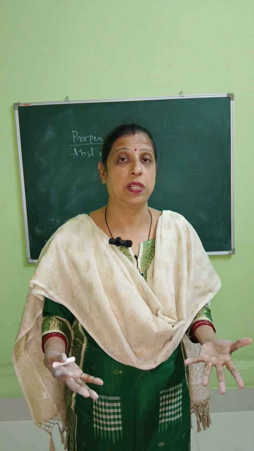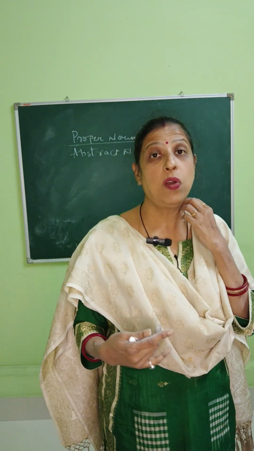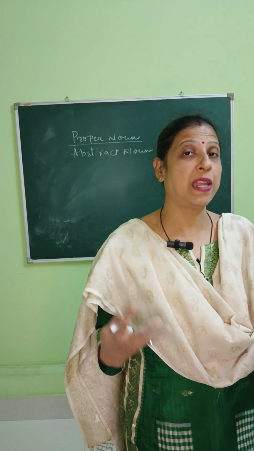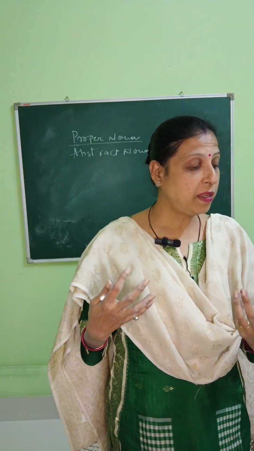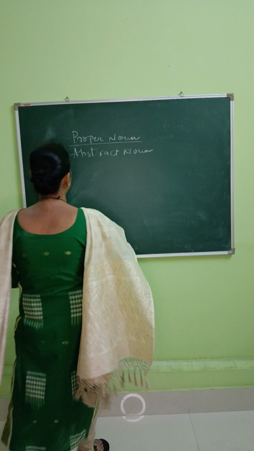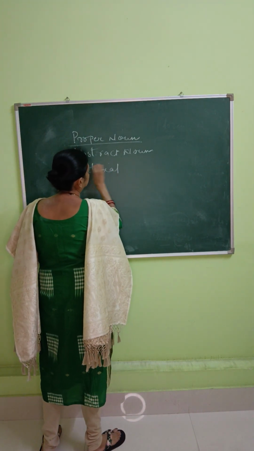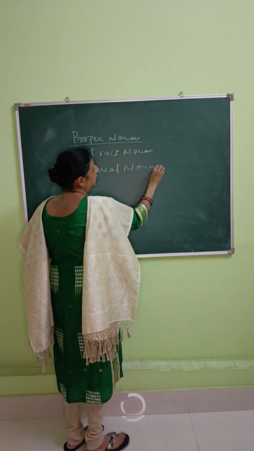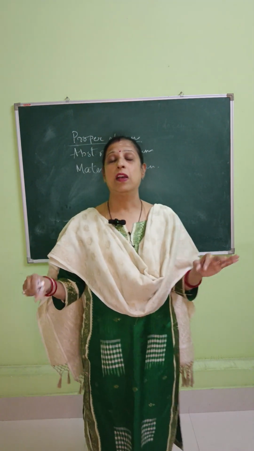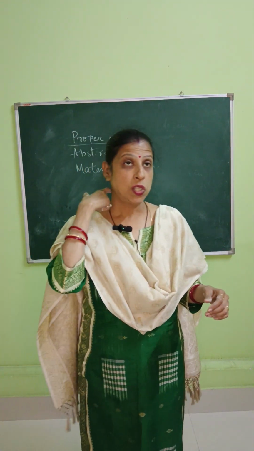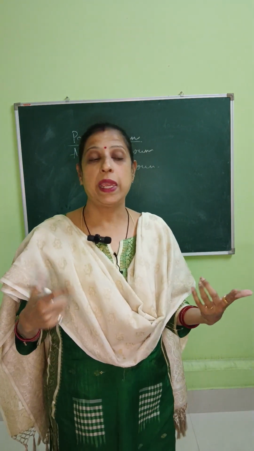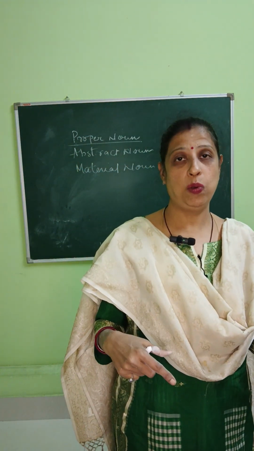Expression, surprise. Your expressions speak. That is an abstract noun. And then comes your material noun. What is a material noun? For example, if I say that this dress of mine is made of cotton, here cotton is a material noun.